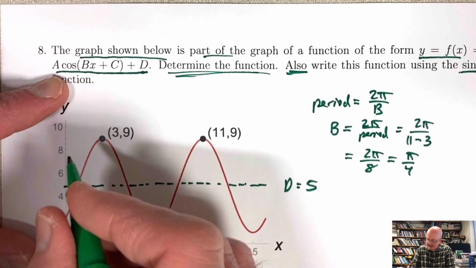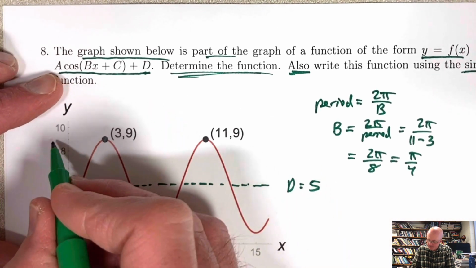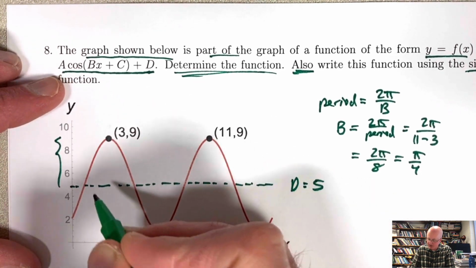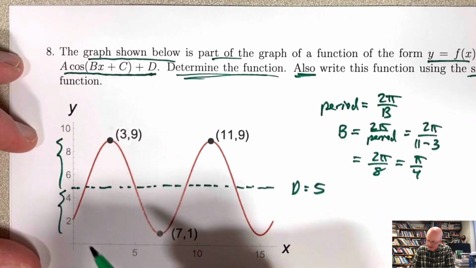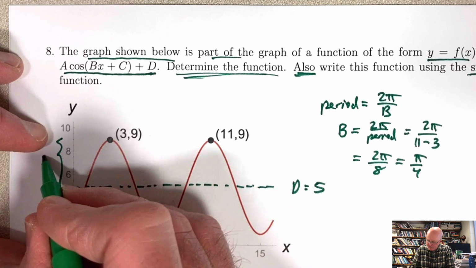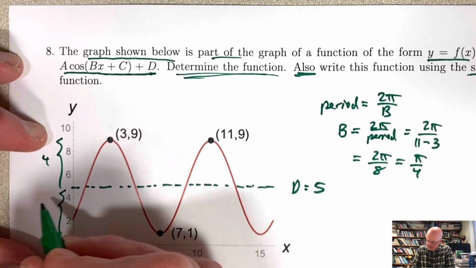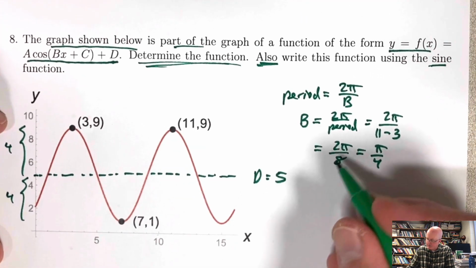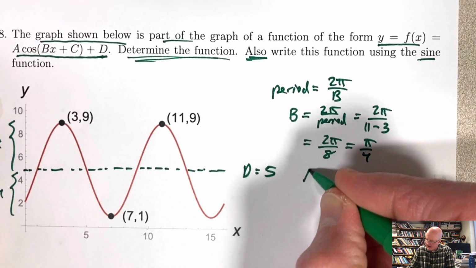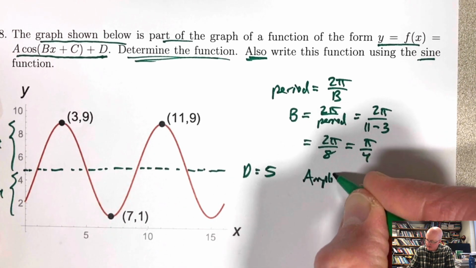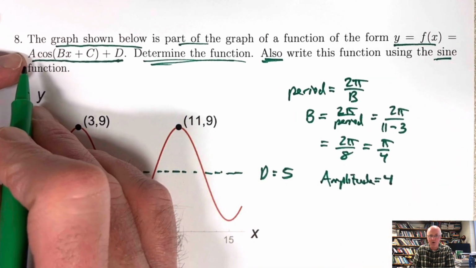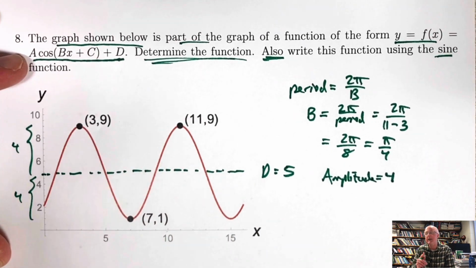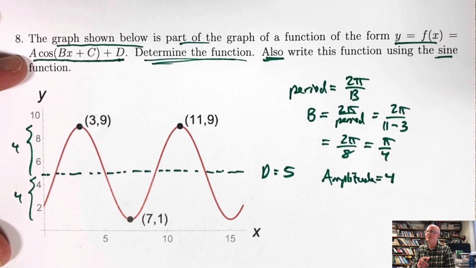A is the amplitude. That's this vertical distance between the midline and the high point or the low point. 9 minus 5 is 4, just like 5 minus 1 is 4. The amplitude is 4. Does that mean A is 4? It does mean we can use A equal to 4, but we also could use A equal to negative 4. So which should we use?